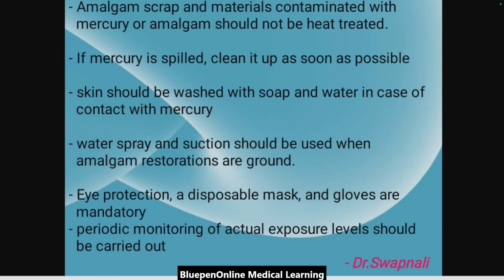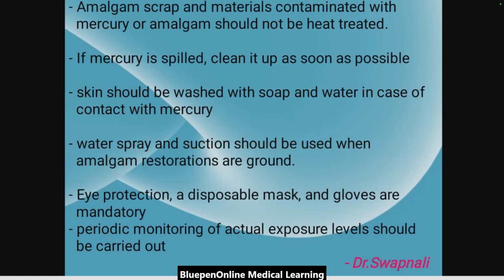Then amalgam scrap and the materials contaminated with mercury or amalgam should not be heat treated. All the instruments which have some amalgam scraps on them should be cleaned first and then sterilized. Sterilization with mercury present on them is not advisable.